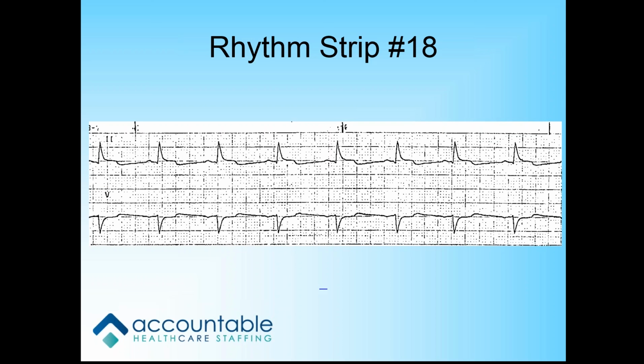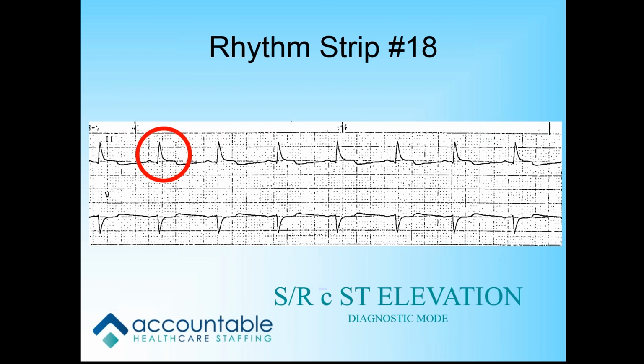Okay. You have P waves, and every P wave has a QRS complex. The rate is 80 and it's regular. Next. So next. It should be. Uh-oh, you gave me the answer.